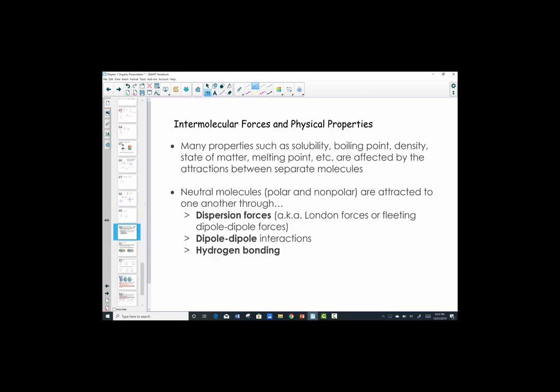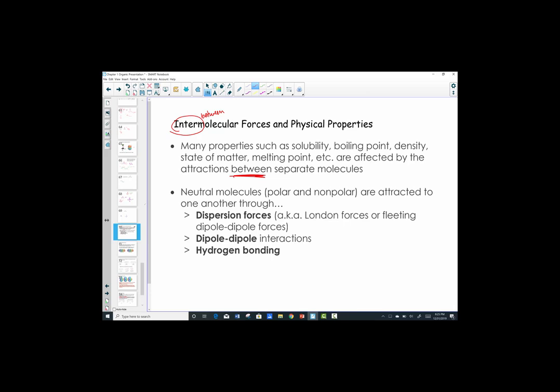Now that we understand polarity of molecules, we can apply that to the intermolecular forces and physical properties that accompany those polarity. So knowing that these properties, such as solubility, boiling point, density, states of matter, melting point, all of these things are affected by the attractions between molecules. Intermolecular forces are attractions between compounds, two molecules. Remember, neutral molecules, being polar and nonpolar, are attracted to one another.